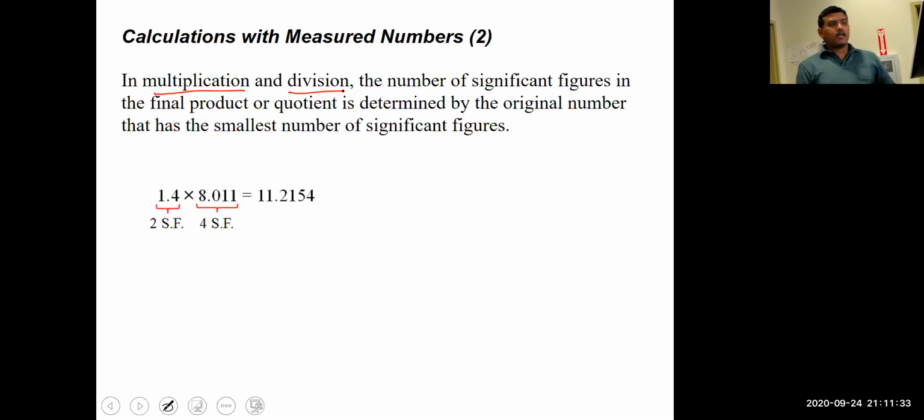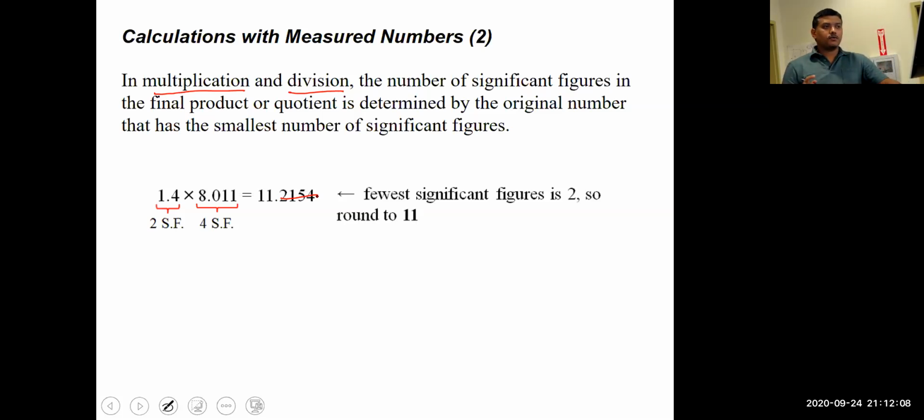Now, let's say you were multiplying 1.4 with 8.011. One number has only two significant figures, but the second number has four significant figures. So you cannot have your answer in more than two significant figures. Otherwise, it will be just a predicted number, but not an accurate number. So you need to round 11.2154 into just two significant figures. You're going to remove all of this part here, and just round to 11. We will discuss how I'm able to do this in a slide or two.